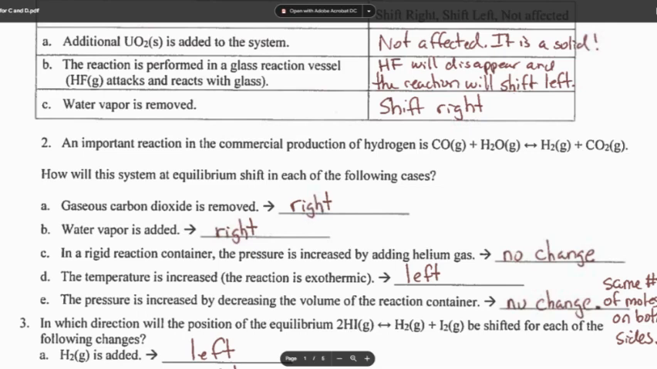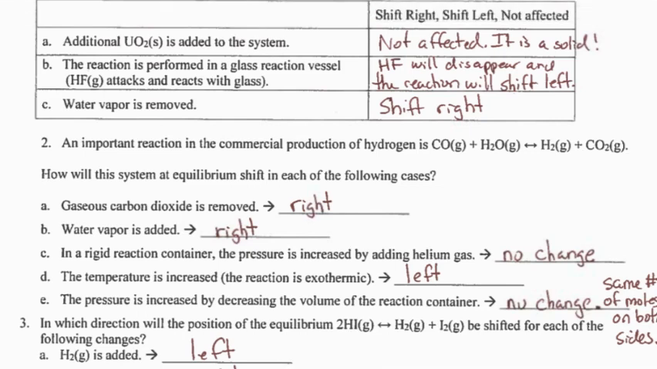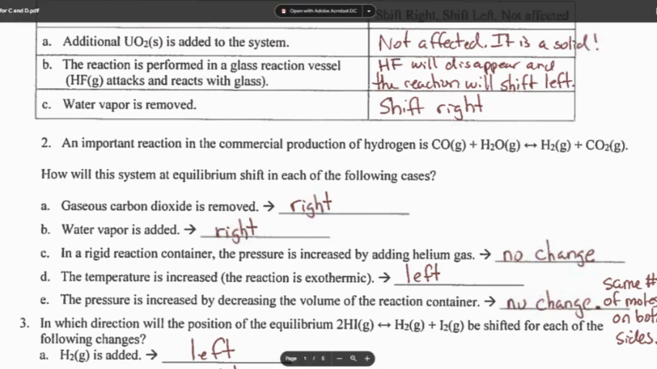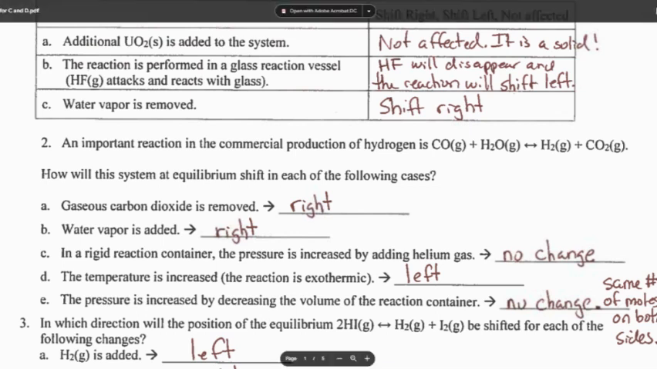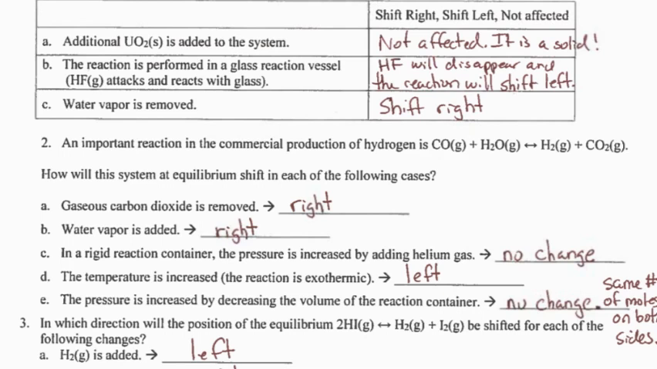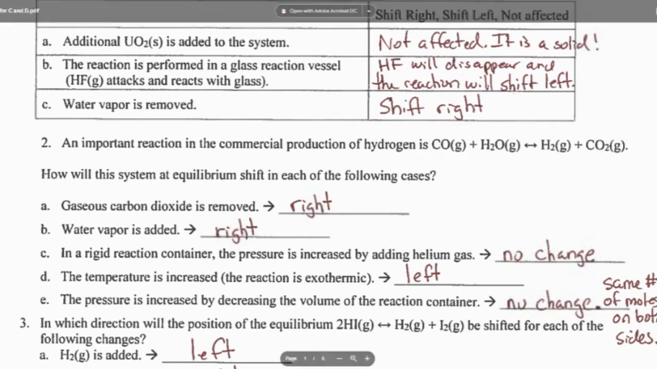Oftentimes, when I see the reaction as exothermic or endothermic, I will write the word heat in the reaction. Now, if this is exothermic, I think of that as giving it off as a product, so I would write heat as a product. If it's endothermic, I write heat as a reactant. And when they increase the temperature, that's like they're adding more heat, and adding more heat is going to shift away from whichever side has the heat.